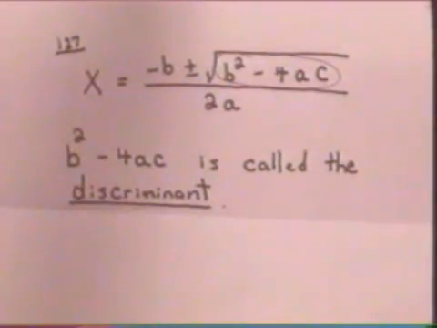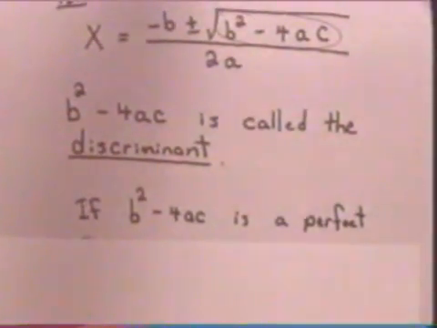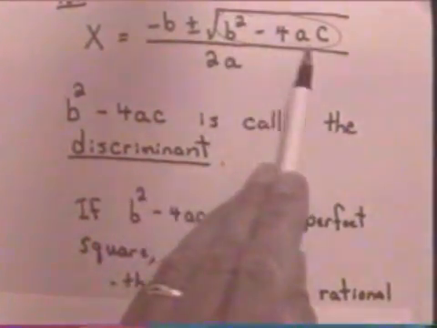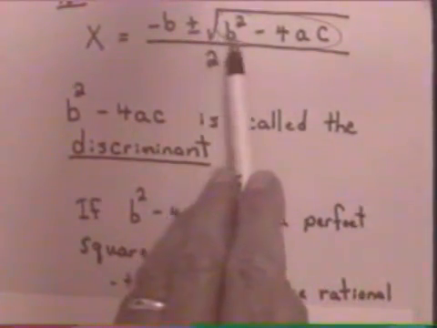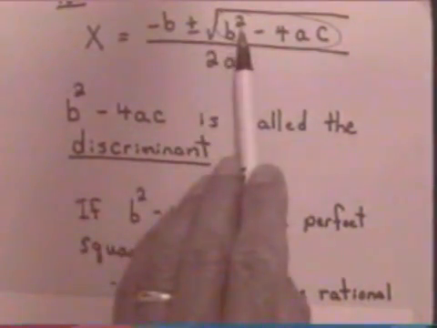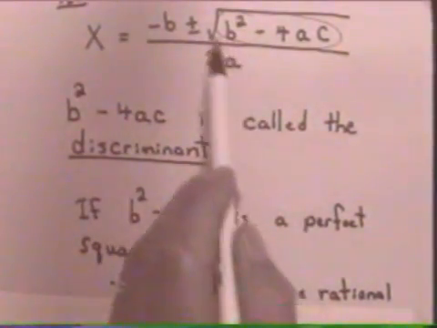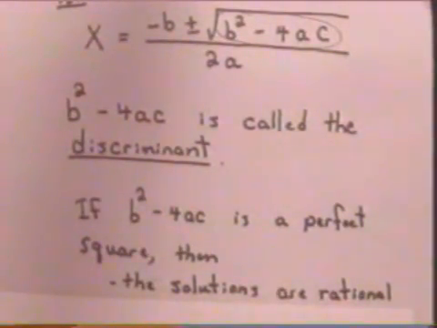Now, one good thing about the discriminant: if b squared minus 4ac, in other words, if the discriminant is a perfect square, then you'll know your solutions are rational. Let's see why. If the discriminant is a perfect square, then I can take the square root of it. If I take the square root of it, I no longer have a radical. If I no longer have a radical, then everything would be fractions. So fractions are rational solutions. So if I can take the square root of my discriminant, then I'll have rational solutions.